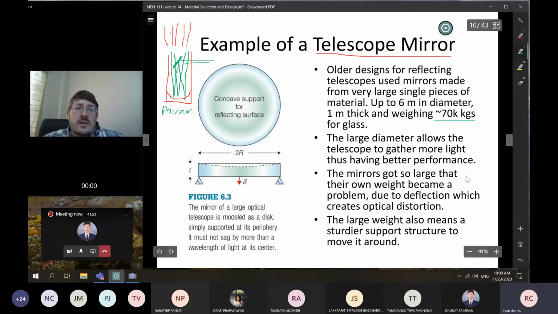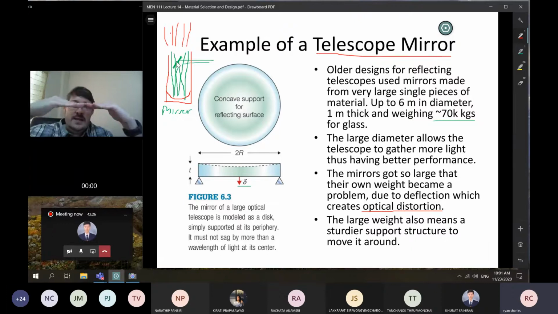Well, the mirrors in these things got so large that their own weight became a problem, because they would sag. You'd get deflection, delta here, and that creates optical distortion. This mirror has a particular curvature so it can focus the light back to the eyepiece. But if it's so heavy that it sags down over time, perhaps, it's going to go out of focus, and you're going to get optical distortion, and you won't take nice, clean pictures.